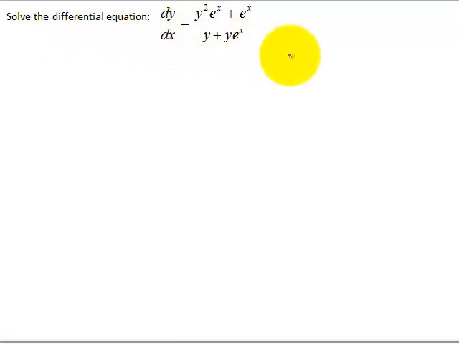I'm going to show you how to solve this differential equation by separating the variables. So before I separate the variables, I can see common factors in the numerator, which I can factorize, and I can also see a common factor in the denominator. So let me do the factorizing first.